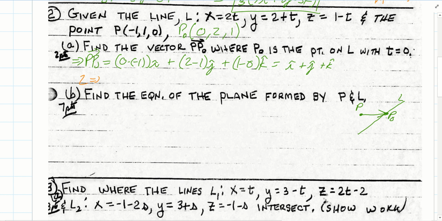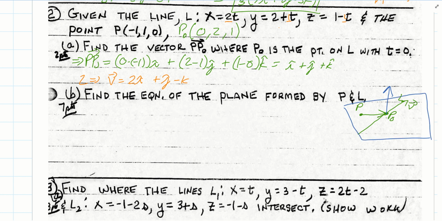I'll say the line is going to give you a vector V, which is going to be based off the coefficients of the t terms in x, y, and z, which is going to be 2i plus j minus k. It's all based off these values. So that's really a 1, that's a 1. So it's 2, 1, negative 1 for your i, j, and k. So now we have vector v from L, and we're going to get a vector normal and use a point to create a plane.